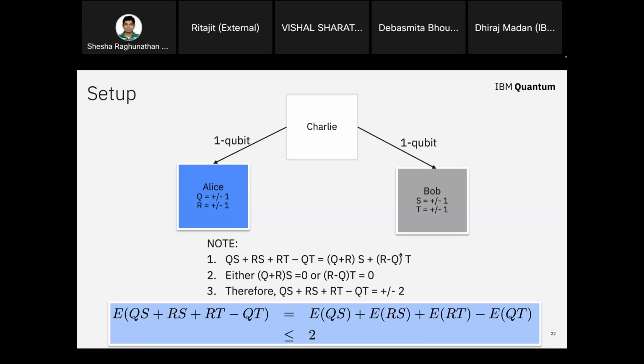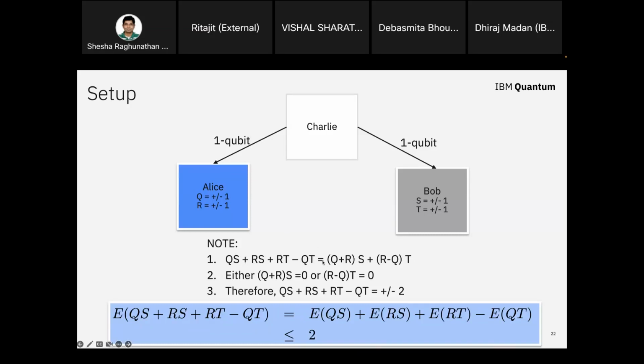Let's assume that. Now, the construct is interesting because if you look at QS plus RS plus RT minus QT, what is interesting with this equation is that it refactors into (Q plus R) times S plus (R minus Q) times T. Note that the values of Q, R, S, and T are plus or minus 1, as was mentioned before. The way this is set up, you can note that (Q plus R) times S is either 0, or the second one is 0.